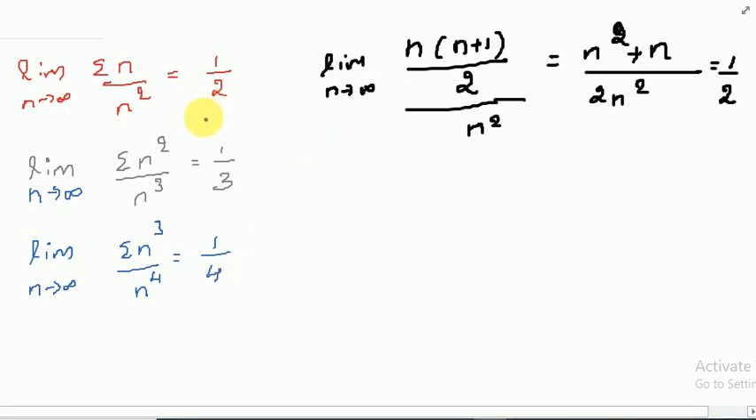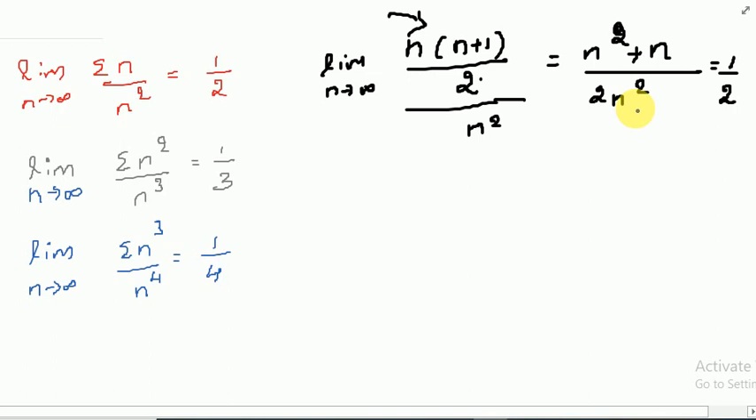Okay, summation of n. What is summation of n? It is n into n plus 1 divided by 2, divided by n square, as n tends to infinity. Now this n into n plus 1 will be n square plus n, divided by, these two terms will combine, 2n square.